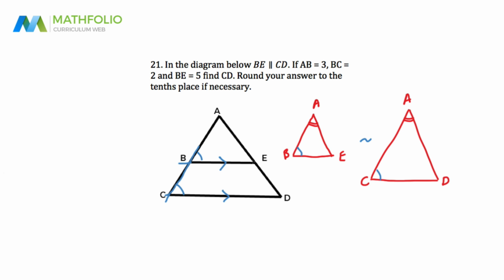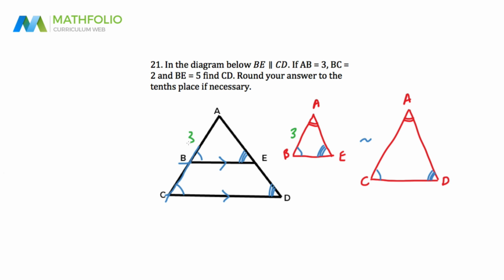We also know if these are parallel that E is the same as D. So we could label those two. E is the same as D. All right, what else are we told? Let's change the color, change it up to green. We're told AB is 3 and BC is 2.